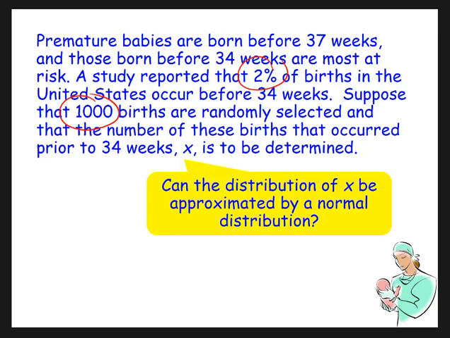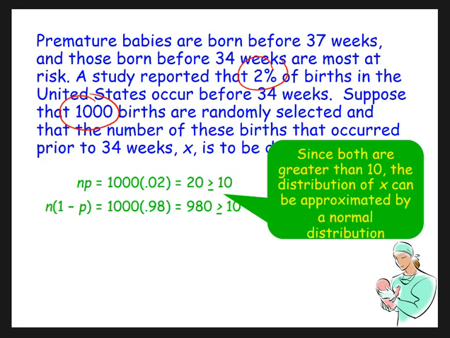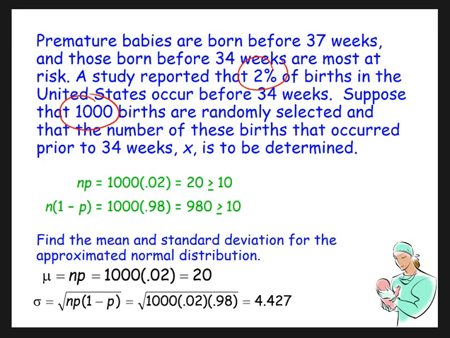Can this be normally distributed? Well, 0.02, the 2% of 1,000, is 20. That's bigger than 10. And of course, 1 minus 0.02 is 0.98. That's 980 when you multiply it by 1,000. That is definitely bigger than 10. So we can use a normal approximation here. Calculate the mean and standard deviation. n times p is 20. The square root of n times p times 1 minus p is 4.427. So there's our standard deviation.